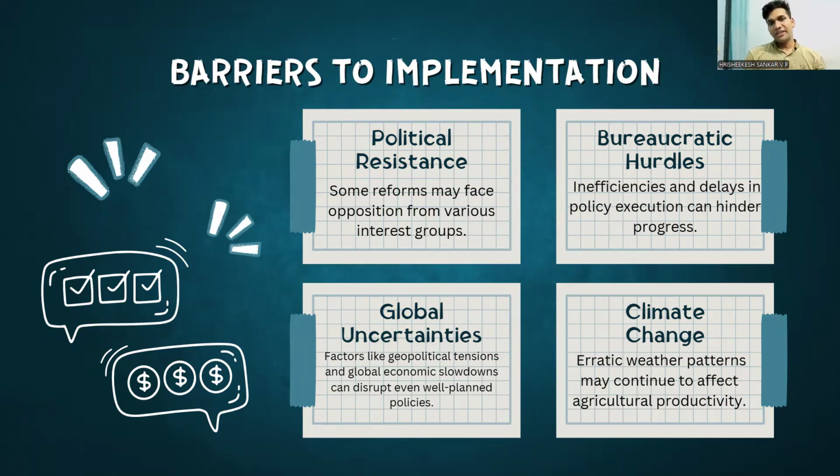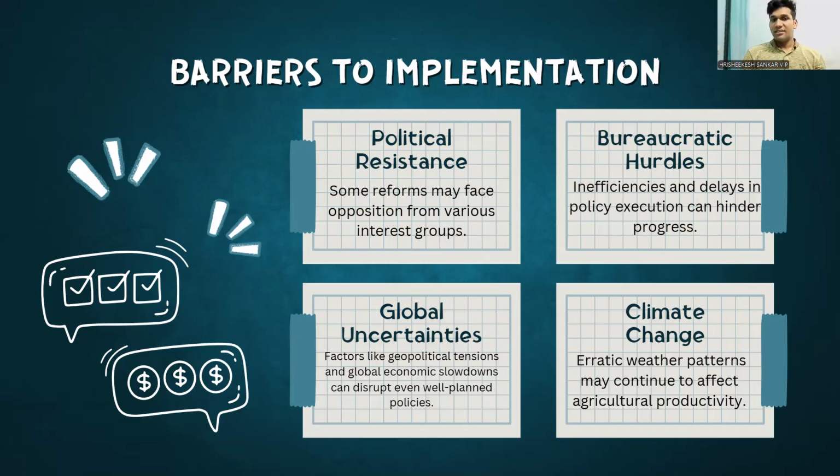Coming to the first one, that is political resistance. Some reforms may face opposition from various interest groups. Some laws or policies are always affected by the political parties. Some political parties may oppose some policies, right? So this generally happens. Now, bureaucracy hurdles. Inefficiencies and delays in policy execution can hinder progress, right?